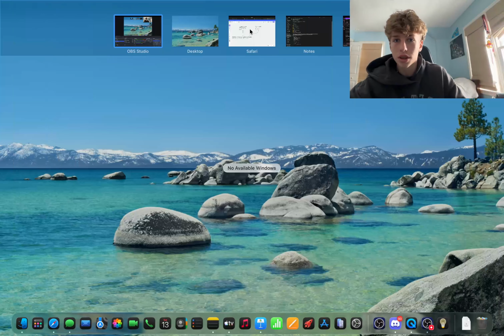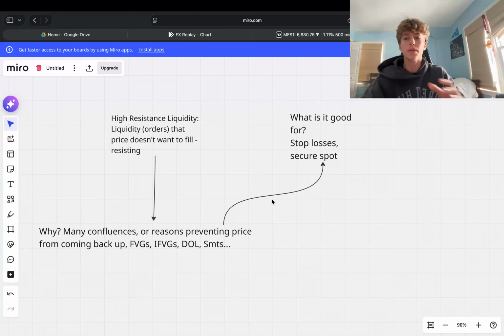Alright guys, in this video I'm going to be going over the difference between high resistance liquidity and low resistance liquidity, and where to put your stop loss and where to put your TP and all of that, right? So I'm going to go over here. I have this board created that basically explains what high resistance liquidity is, right?